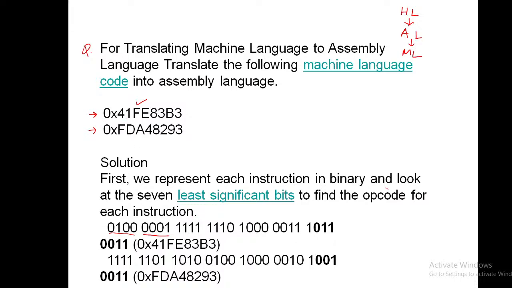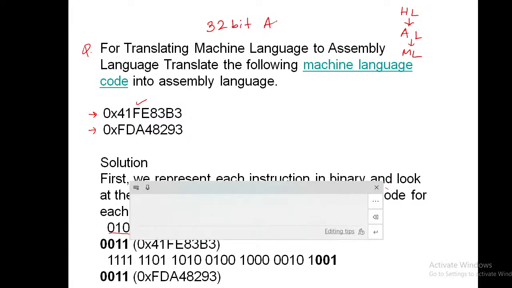This is for the first machine language code. For the second machine language code, you convert the whole thing into binary. F is 1111, so you have four ones here. D is like this, so this is the binary representation, and you take the last 7 bits to represent the opcode. This is the way you can find the opcode. This is happening for a 32-bit ARM processor.